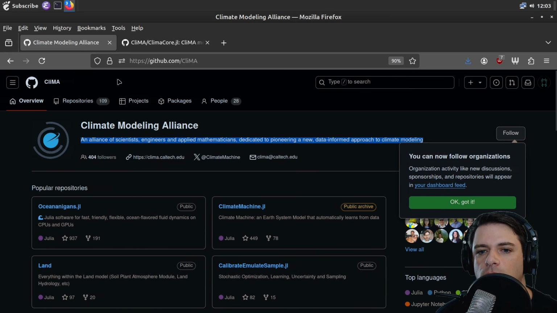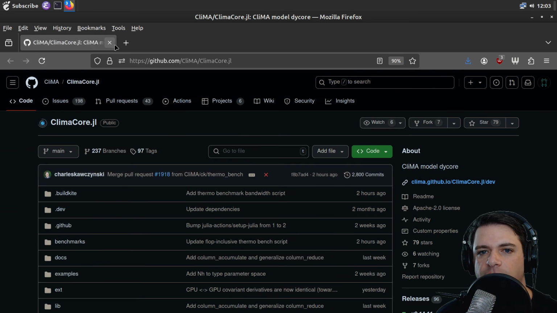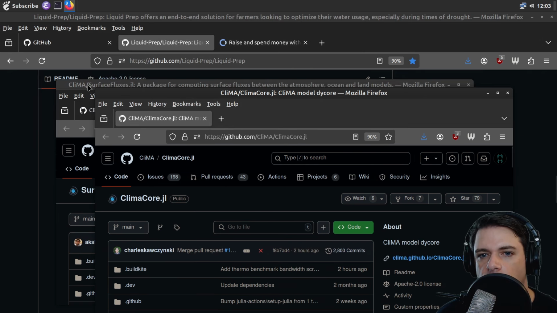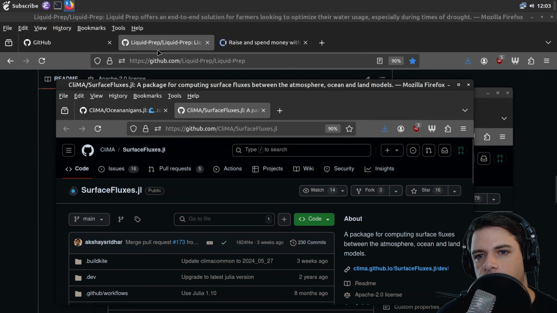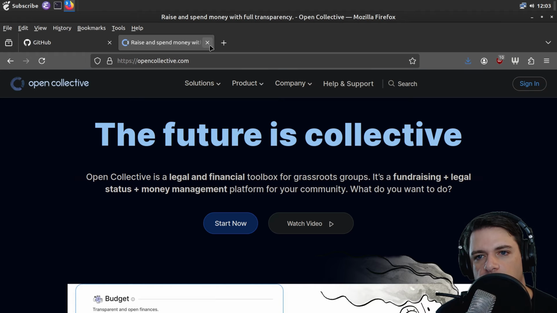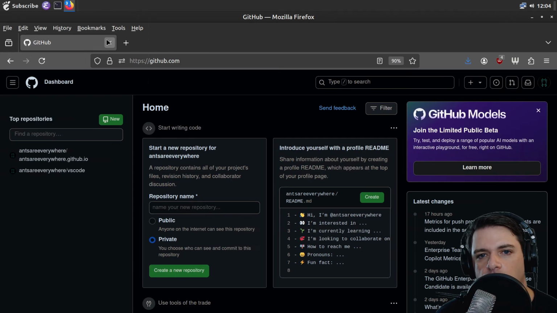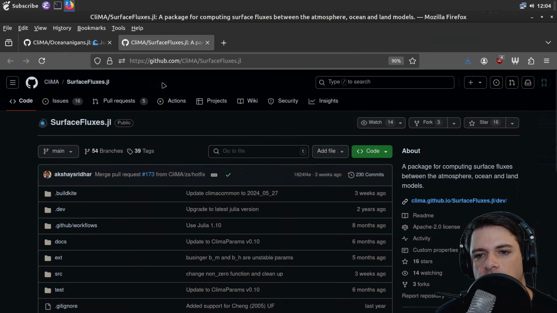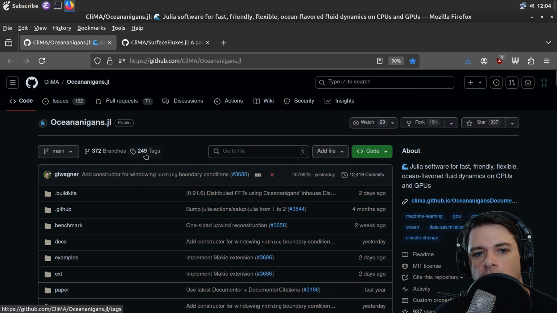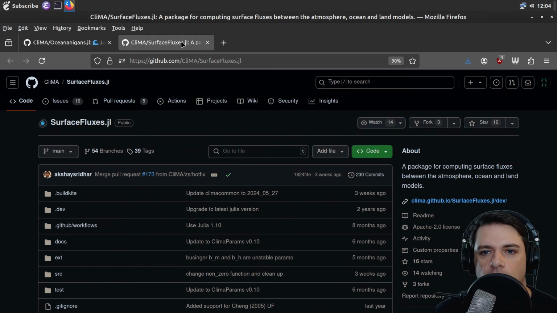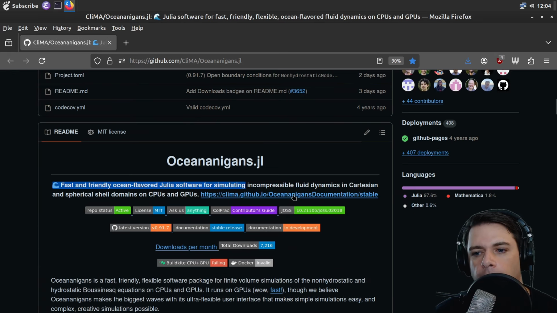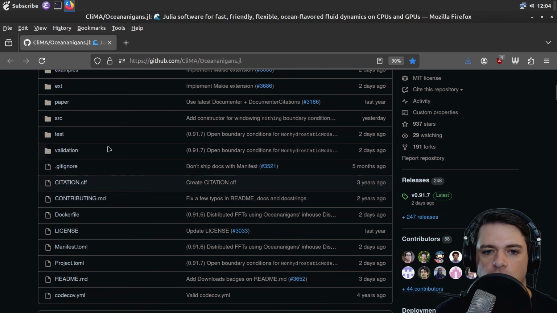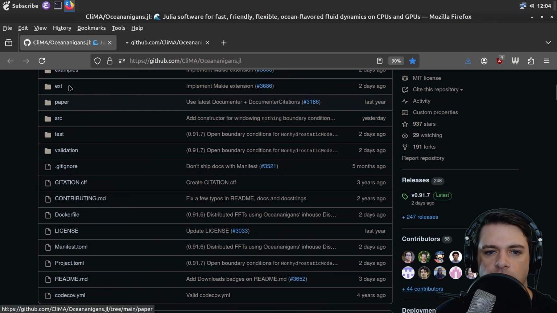All right, so I like these climate people. I think Julia is fine, and their repos seem really interesting. I don't know if we're going to dig into any one of them, but let's step our toe in one of them. How about Oceananigans? Incompressible fluids. So let's just see. So there's some paper.